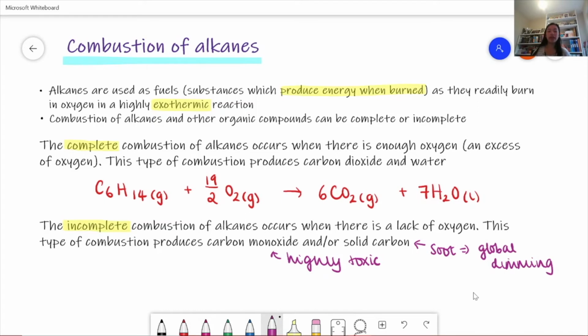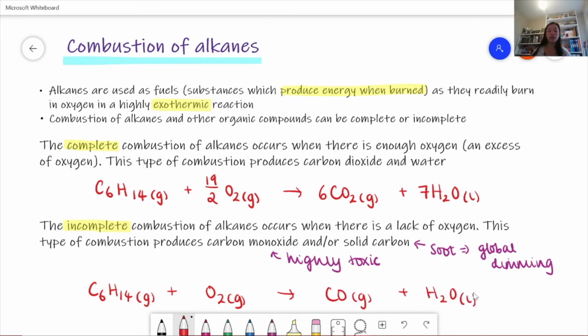So an example of this could be if we had hexane again, and we added oxygen, and we formed carbon monoxide and water.